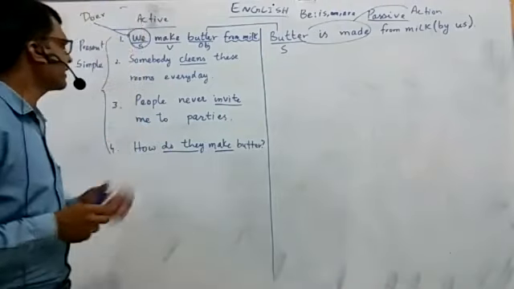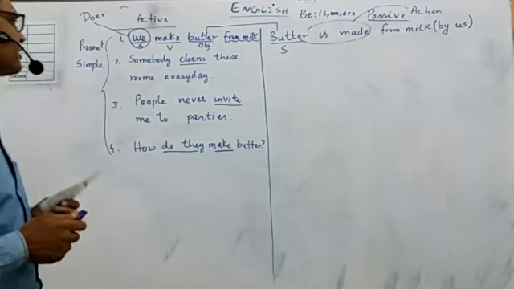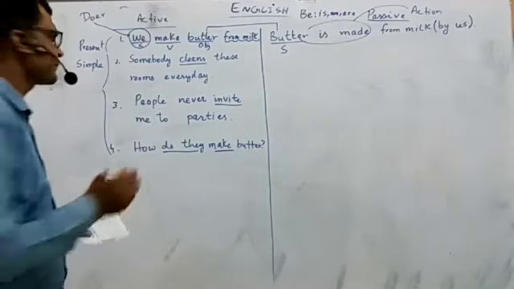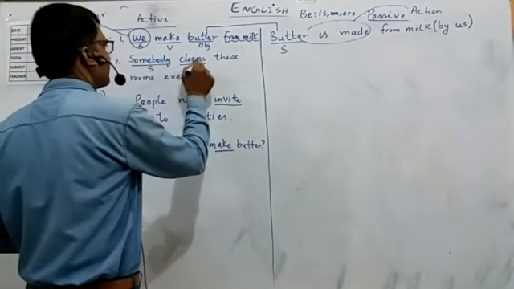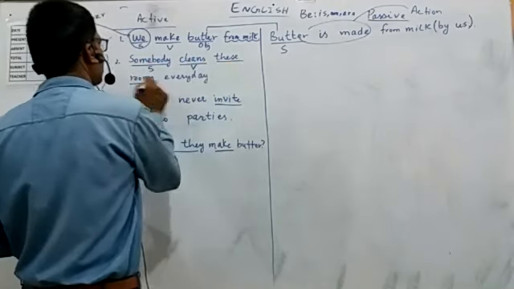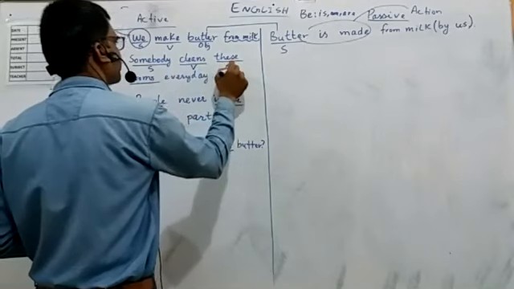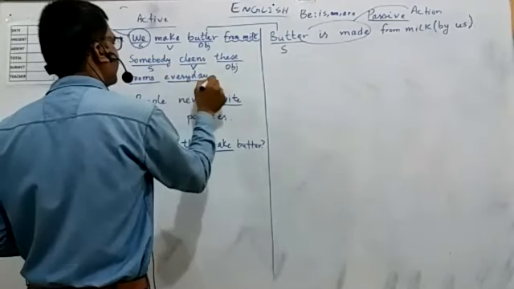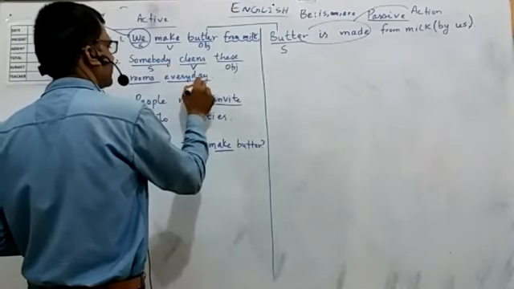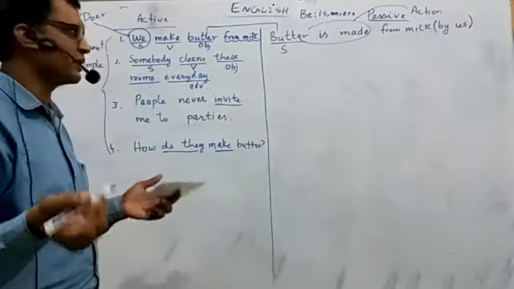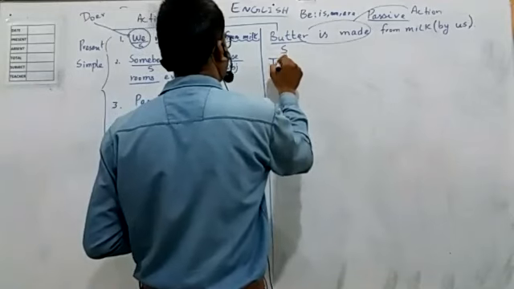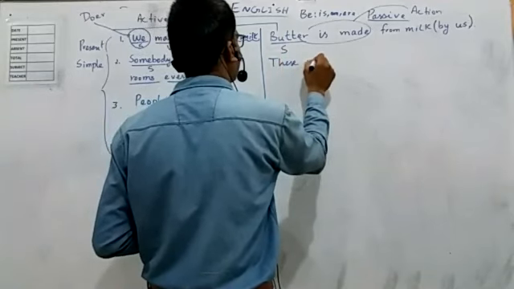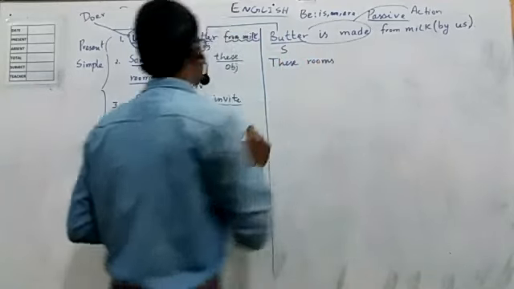Now look at the second one. Somebody cleans these rooms every day. Now here, "somebody" is the subject, "cleans" is the verb, and "these rooms" is the object. "Every day" is an adverb, so it will be as it is. Now let's take the object first. These rooms, that is the object.